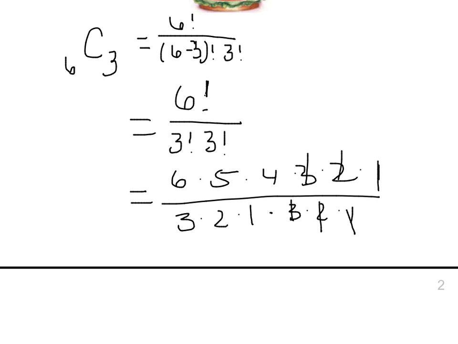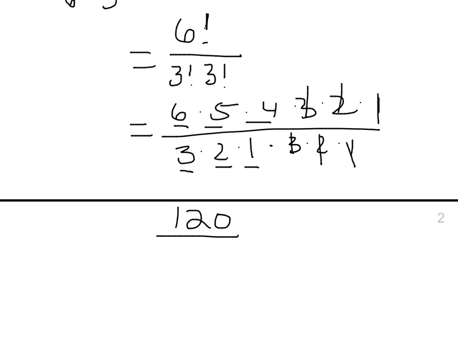So we end up with 6 times 5 times 4, which is 120, divided by 3 times 2 times 1, which is 6. So you have 120 divided by 6, which is 20. So our final answer is 20.